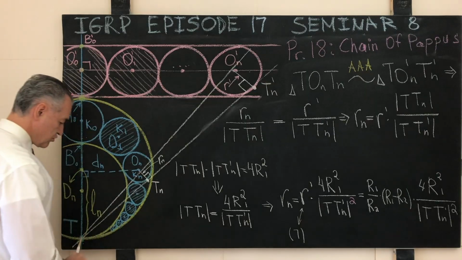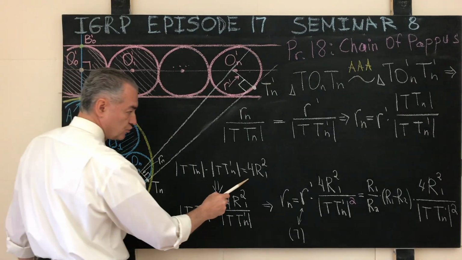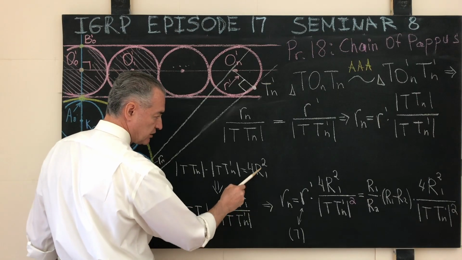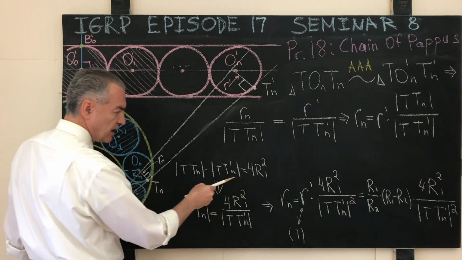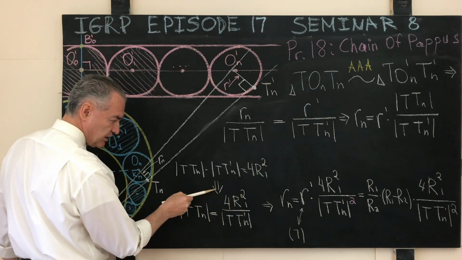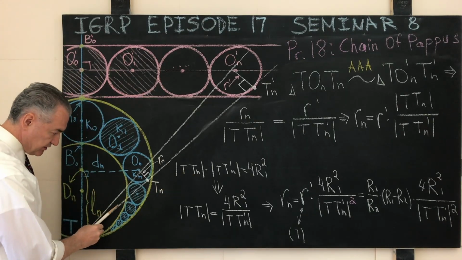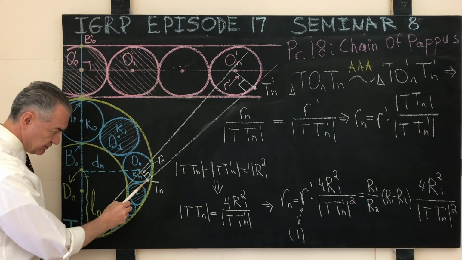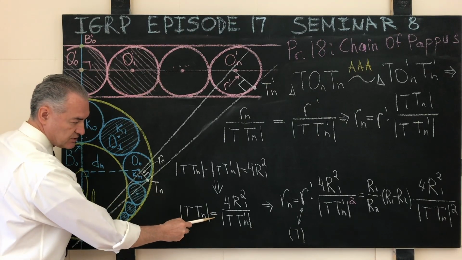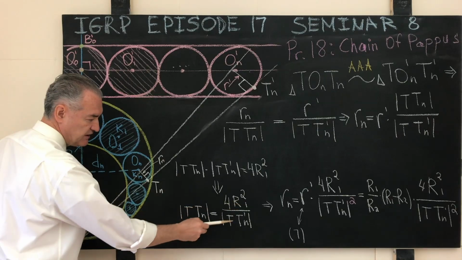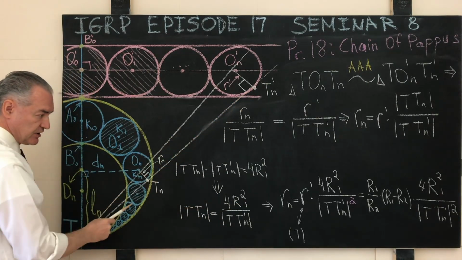The radius of inversion is twice the radius of the outer generating circle, 2r1, so the radius squared is 4r1 squared. And from this relation over here, it follows that for the distance between the points T and Tn, for this distance right here, we have the following relationship: 4r1 squared divided by the distance from the point T to the point Tn, this distance right here.